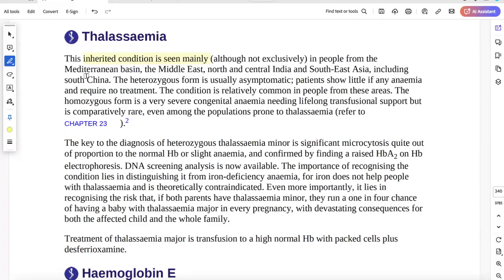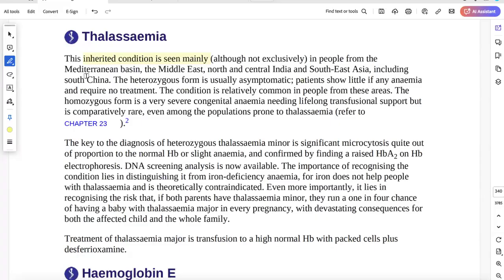So if the father is a carrier and the mother is also a carrier, which means both of them have thalassemia minor, then there is a 25% chance that their child can have the full-blown disease, which is thalassemia major. All right? In thalassemia major, because it is the active disease, that child can become quite sick. So they get all the symptoms of anemia, and the treatment is mainly blood transfusion.